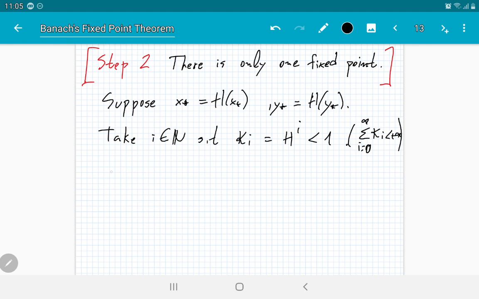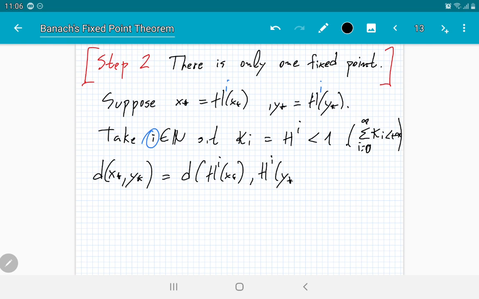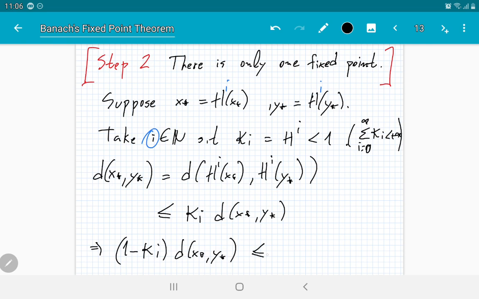So, okay, what is this? I'm just going to rewrite this over here. Take this I, and I know that x star is also a fixed point of h raised to I. And also the same for y star, just iterating this, right? So now notice the distance between x star and y star is equal, by what I wrote above, to the distance between h to the I of x star and h to the I of y star. By the Lipschitz property, this is less than kappa I times d of x star, y star. And now, because I have 1 minus kappa I, just move this to the other side. This is less than or equal to 0. And of course, this is a positive number because kappa I is less than 1.